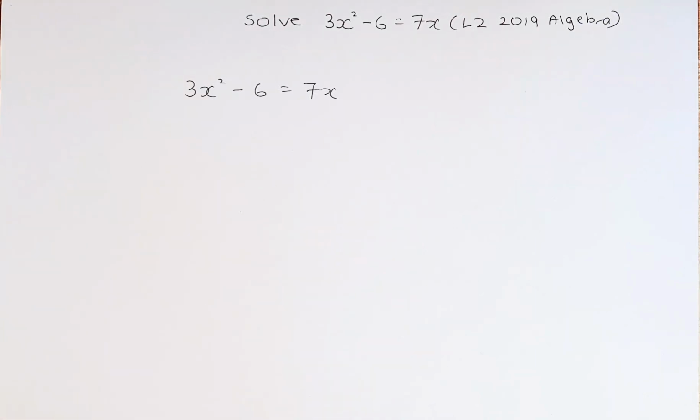Good day. Today we are going to do an Algebra Level 2 NCEA question. This question was asked by one of my students in my Level 2 class, and here it goes. The question is: solve 3x squared minus 6 equals 7x. And again, this is a Level 2 algebra question from 2019. So without further ado, let's go.